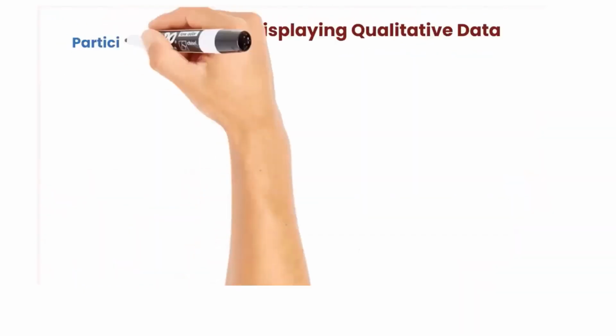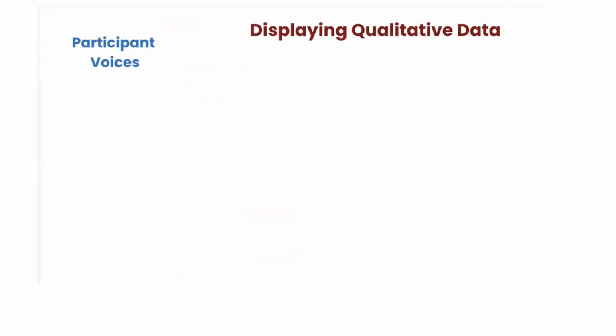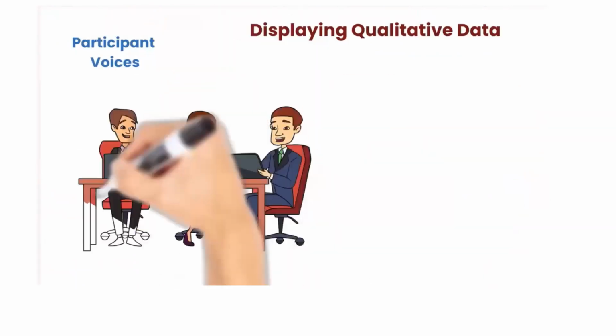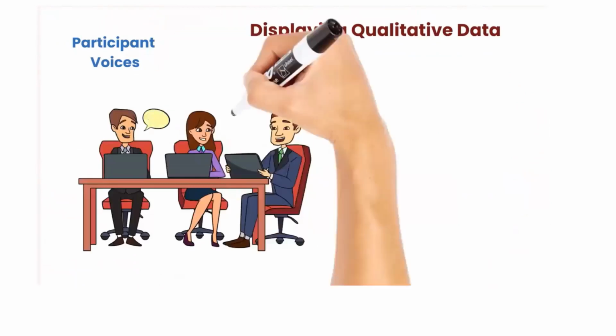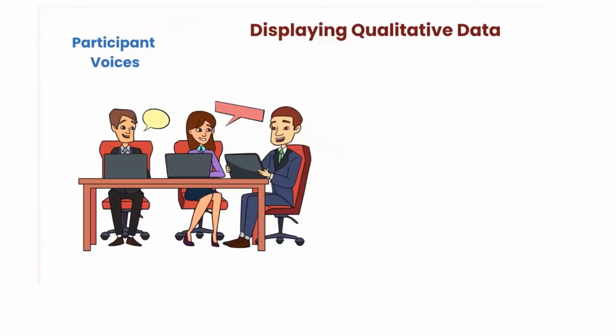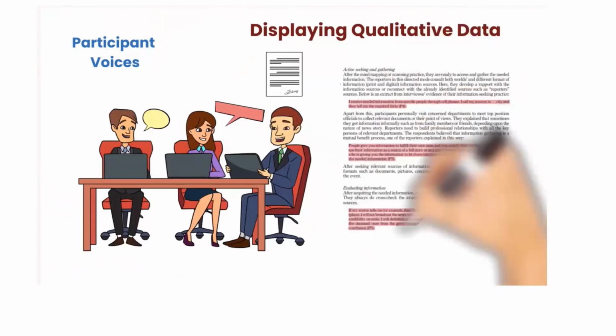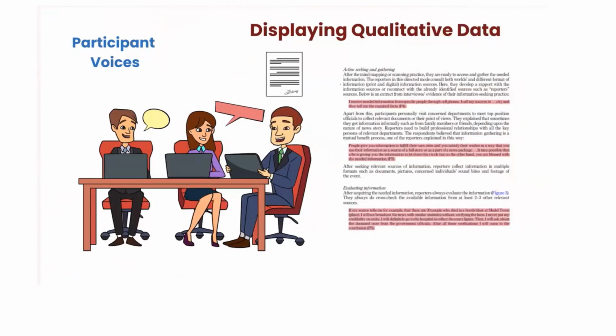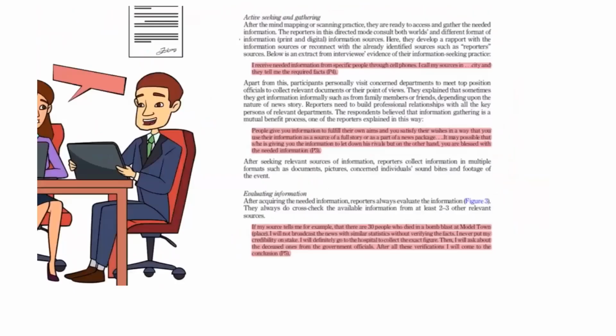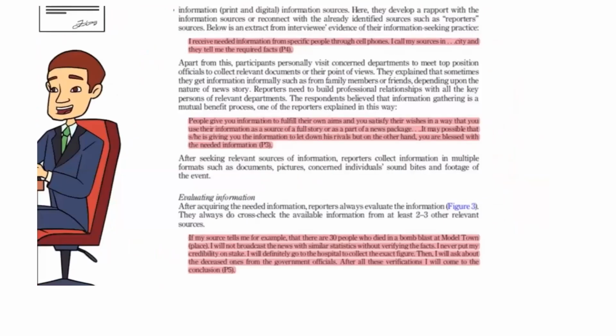Then we can display qualitative data through participant voices also. Inserting relevant quotes of participants' voices, that is, original words spoken by the respondents, which you may translate where needed, as evidence is one way of displaying qualitative data. You can see in this figure, which is an excerpt from my paper, that text highlighted in red are participant voices.